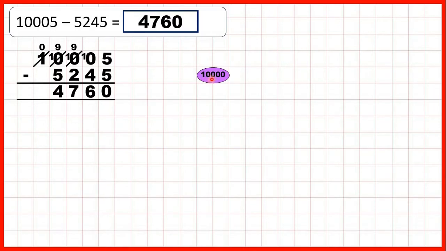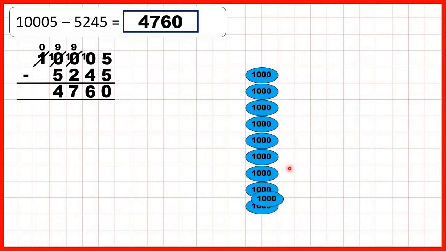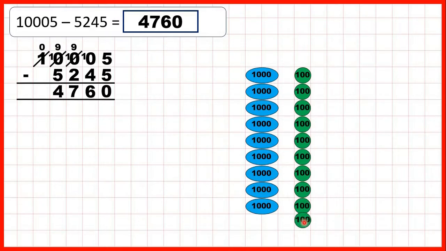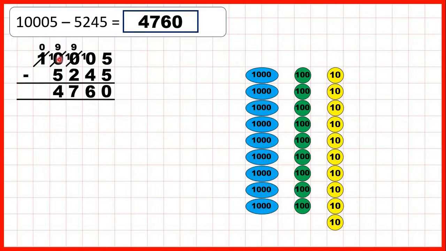So we can exchange our 10,000 place value counter for 10 thousands. Then we can take one of those thousands and exchange it for 10 hundreds. And then we can take one of our hundreds and exchange that for 10 tens. So now notice we don't have any 10,000s because we exchanged our 10,000s counter for 10 thousands counters. Then we took one of those thousands counters and exchanged it for 10 hundreds. So that means we have 9,000s. But then we took one of our hundreds counters and exchanged that for 10 tens.